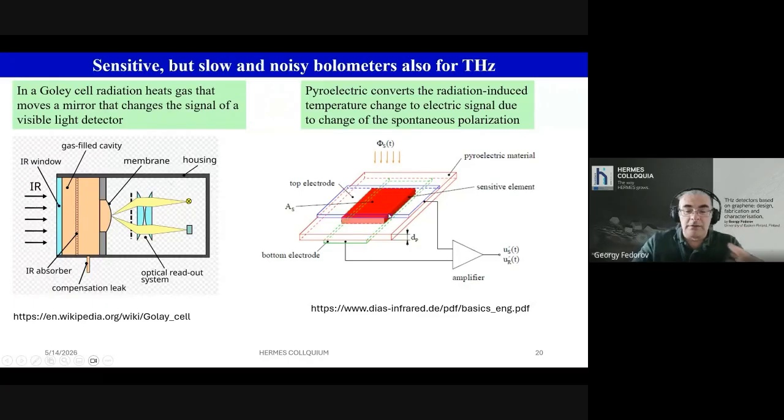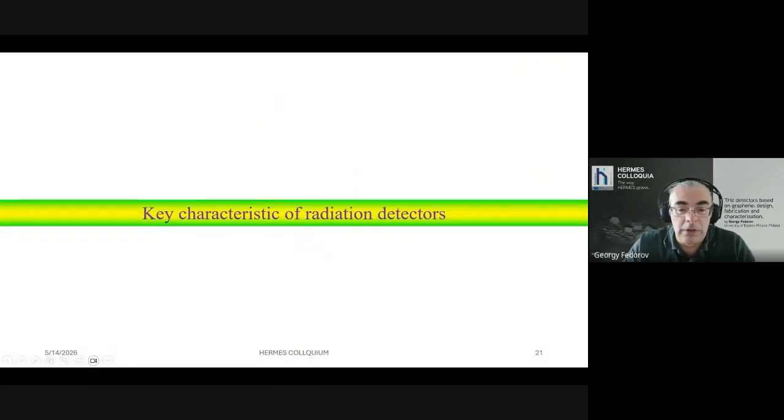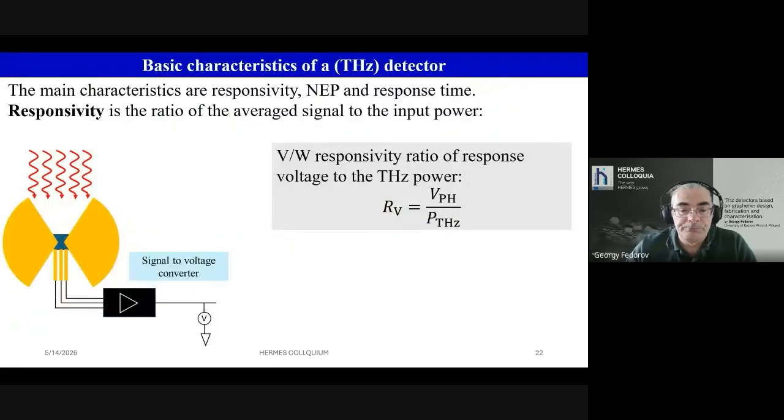For pyroelectric, it's a little bit simpler, but once again, radiation is converted to heat, heat is converted to polarization, and polarization is converted to voltage due to certain circuits present here. So, in fact, we want something much smaller, simpler. And before we describe what it is, I want to talk about key characteristics of detectors that we care about.